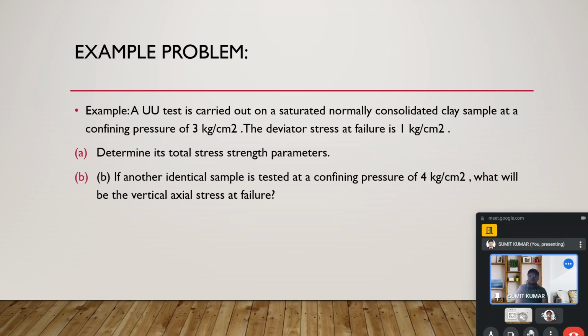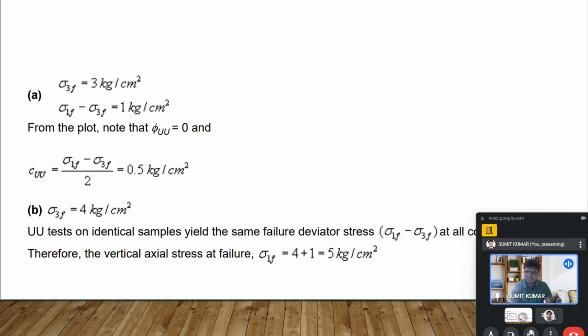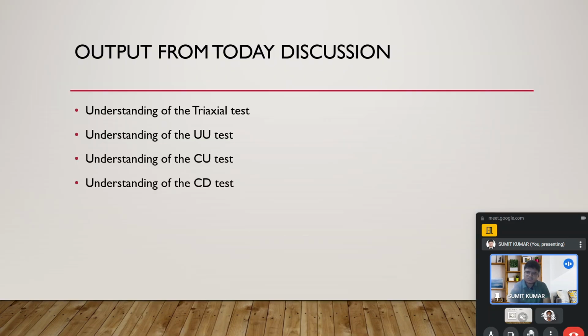Now, there is an example problem stated over here, in which we have to calculate the total strength parameter as well as the effective strength parameter. Over there, you could find that the value of sigma 3f is given, and on the basis of that, the value of sigma 1f is found, and so the value of cohesion. I have gone through the question discussion earlier as well, in the second session, so I think you could solve those problems.